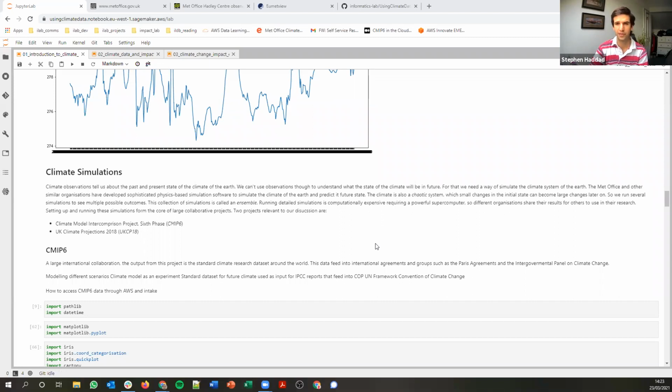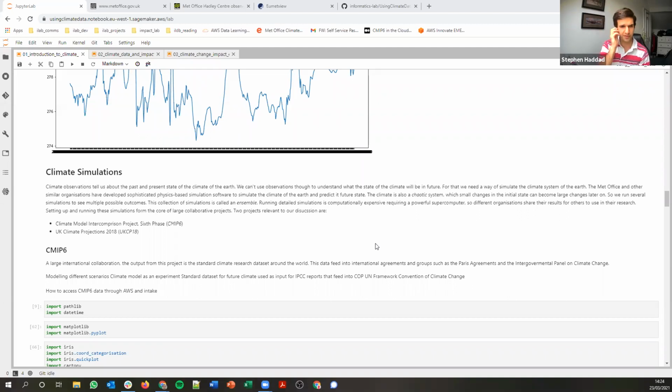The climate and the atmosphere is a chaotic system, so small changes in the initial state of your simulation can become big changes later on. So you run several simulations to see multiple possible outcomes for the future climate. This is called an ensemble of simulations. Now this is a very expensive undertaking, both in terms of creating the simulations and running them. It's computationally expensive, requiring a powerful supercomputer. So typically, organizations run this and then share the data, and lots of other people use it in their research of various sorts, or planning for governments and businesses and so on.